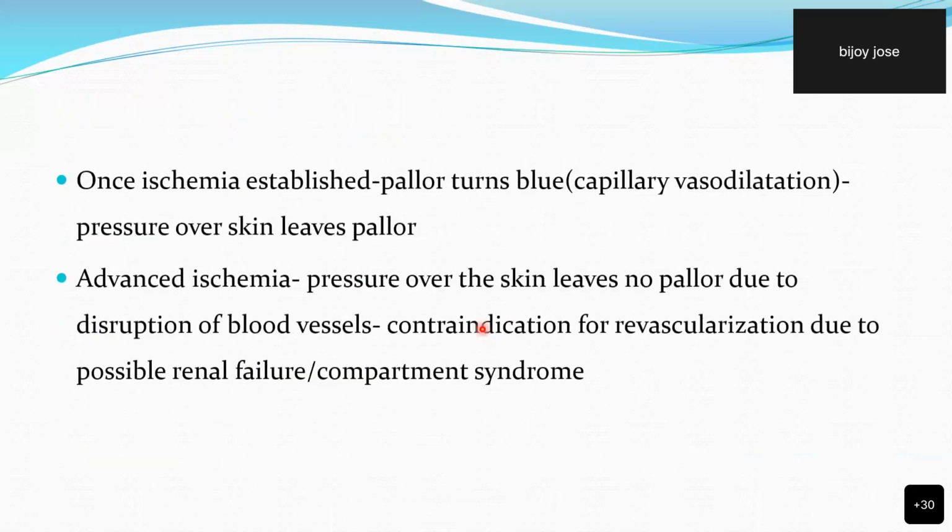Once ischemia is established, pallor turns into blue because of the capillary vasodilatation, and pressure over the skin leaves a pallor. In case of advanced ischemia, pressure over the skin leaves no pallor due to the disruption of the blood vessels, and it is a contraindication for revascularization due to possible renal failure. As I already mentioned, with the category 3 dead limb patient, these are the signs we can elicit, and if you attempt a revascularization, there is a high chance of the patient going into compartment syndrome and renal failure.